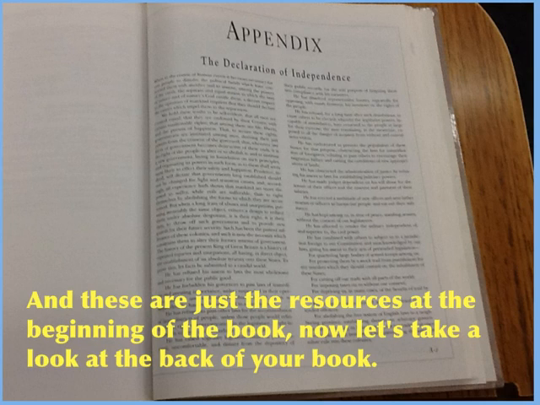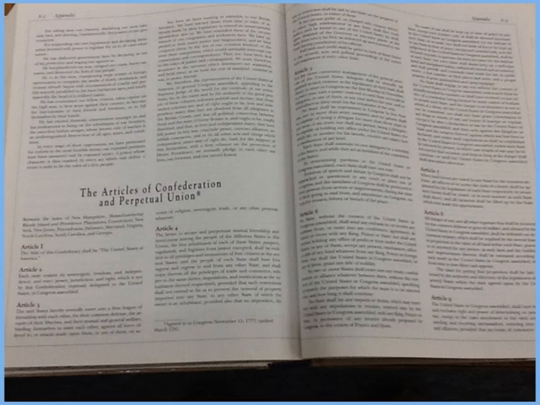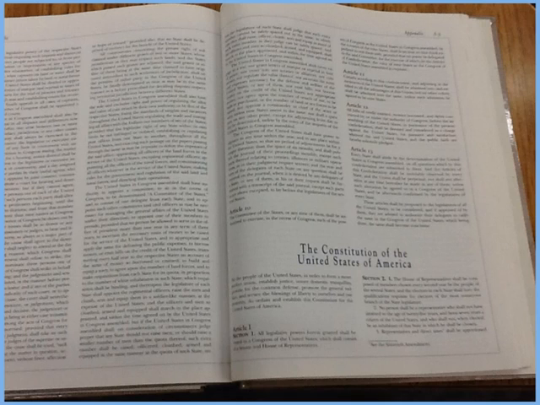Now let's take a look at the back of the book, starting with your appendix. Here we see the Declaration of Independence. Aside from that, though, we have the Articles of Confederation, as well as the Constitution. Now, guys, understanding these key texts is an integral, an absolutely crucial part of understanding the first 2-3 units.